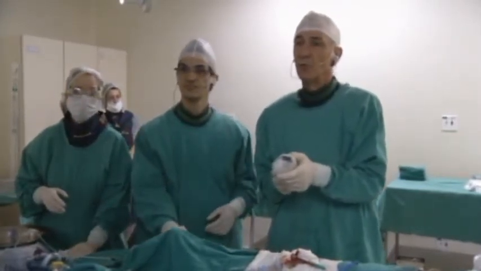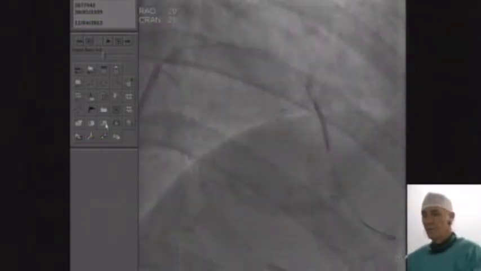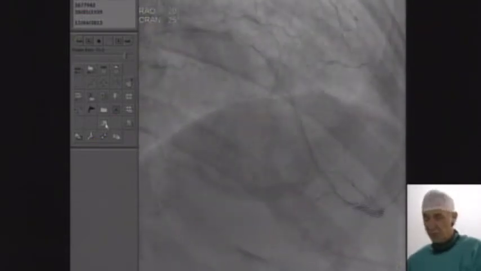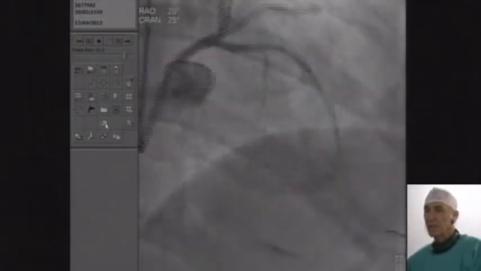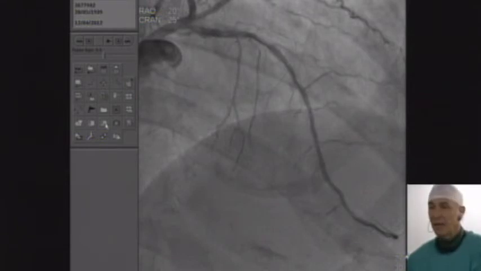We have also performed a pre-dilatation of the LAD with the balloon catheter, and also did the IVUS. A pre-dilatation of the LAD, as you can see now. This is the result after pre-dilatation of the LAD. Would you like to see the IVUS of the LAD? In the meantime, I can continue with my work, okay?